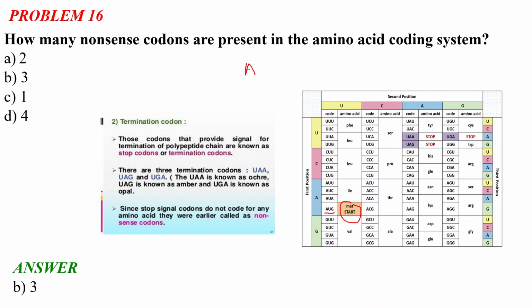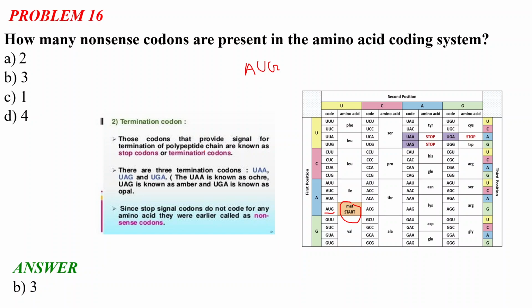There are 3 codons which are called the nonsense or termination codons, which don't incorporate any amino acid. They are also called the stop codons. These codons provide the signal for the termination of the polypeptide chain. They are UAA, UAG and UGA, and these are called ochre, amber and opal. Since stop codons do not code for any amino acid, they were earlier called nonsense codons, okay.